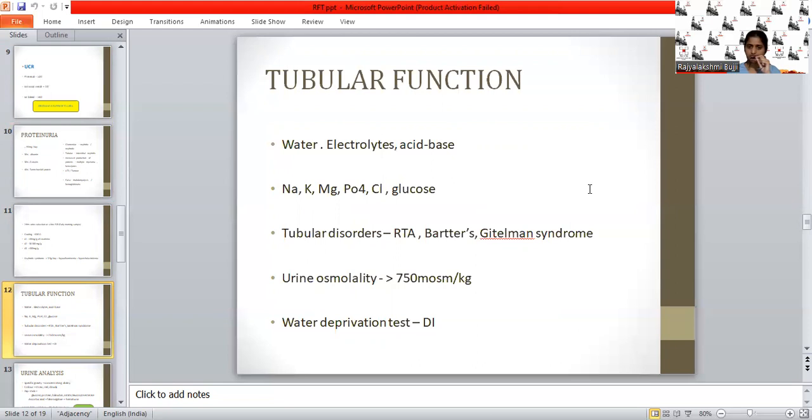If it is more than 750, the concentrating capacity of the tubules is intact. If it is less than that, the tubular function has gone and it's not able to absorb the water. Diabetes insipidus can be diagnosed with the help of a water deprivation test.